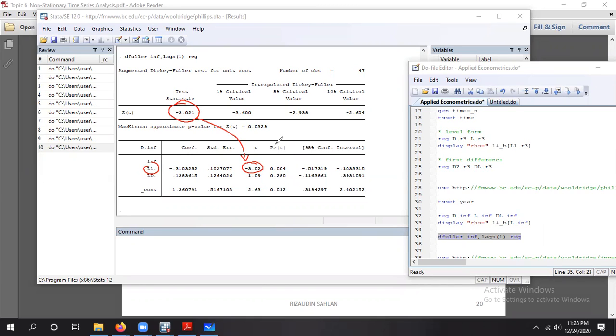Actually, in the Dickey-Fuller test, we are interested in the tau statistic. We are not interested in the value of the coefficient or standard error. We only look at the tau statistic because we want to make a decision whether H0, theta equal to 0, against HA, theta less than 0, is rejected or not. If we fail to reject, it means a unit root exists. If H0 is rejected, it means a unit root does not exist, or our data is stationary.